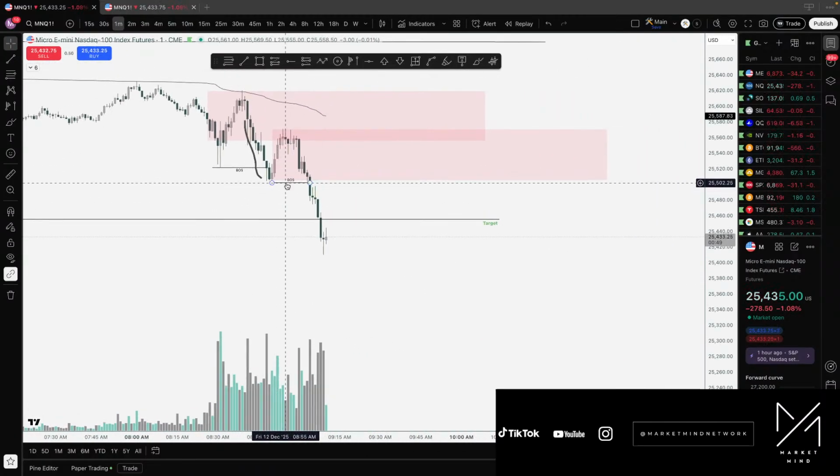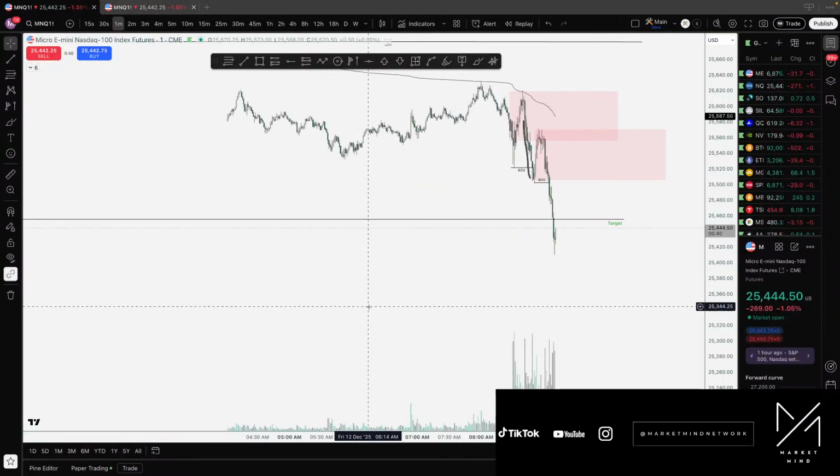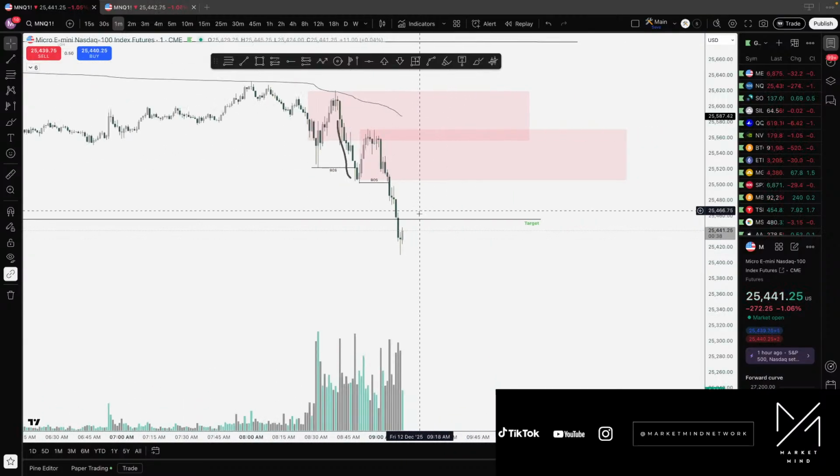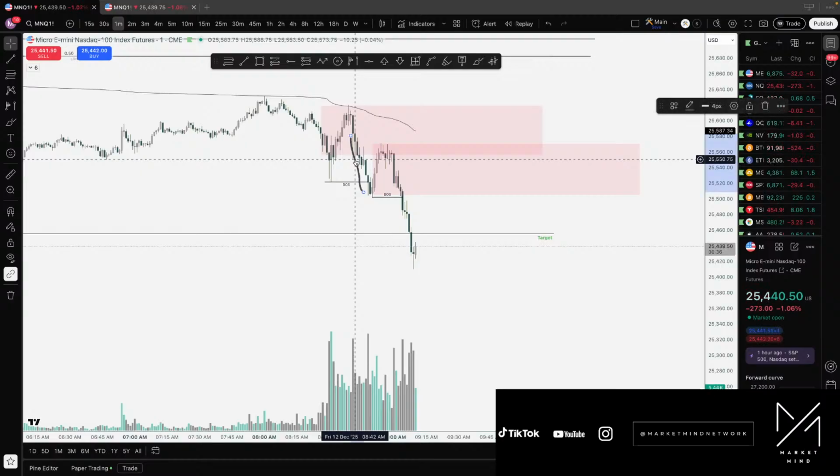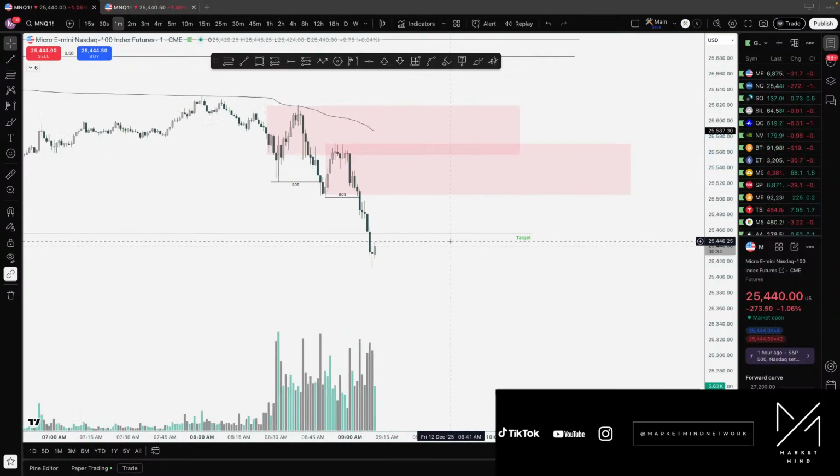My first target was 25,500, and my second target was 25,456. My third target I don't even need to do, because we hit both targets. I was just trading on my phone. I was on a call, but I took the 500 bounce.